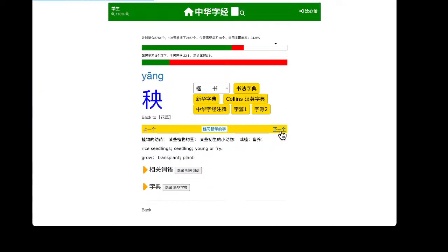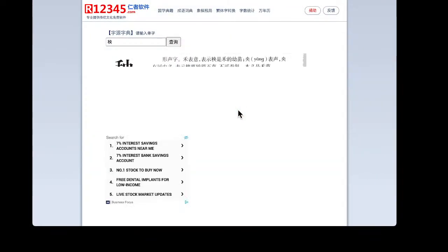Next word, yang. Yang is a plant's little baby, called yang. Okay, and so sometimes, not very often, they will actually use it for small animals. But when you see it, don't be surprised. It's not very often used. Okay, called a yang. Let's take a look at the character itself.